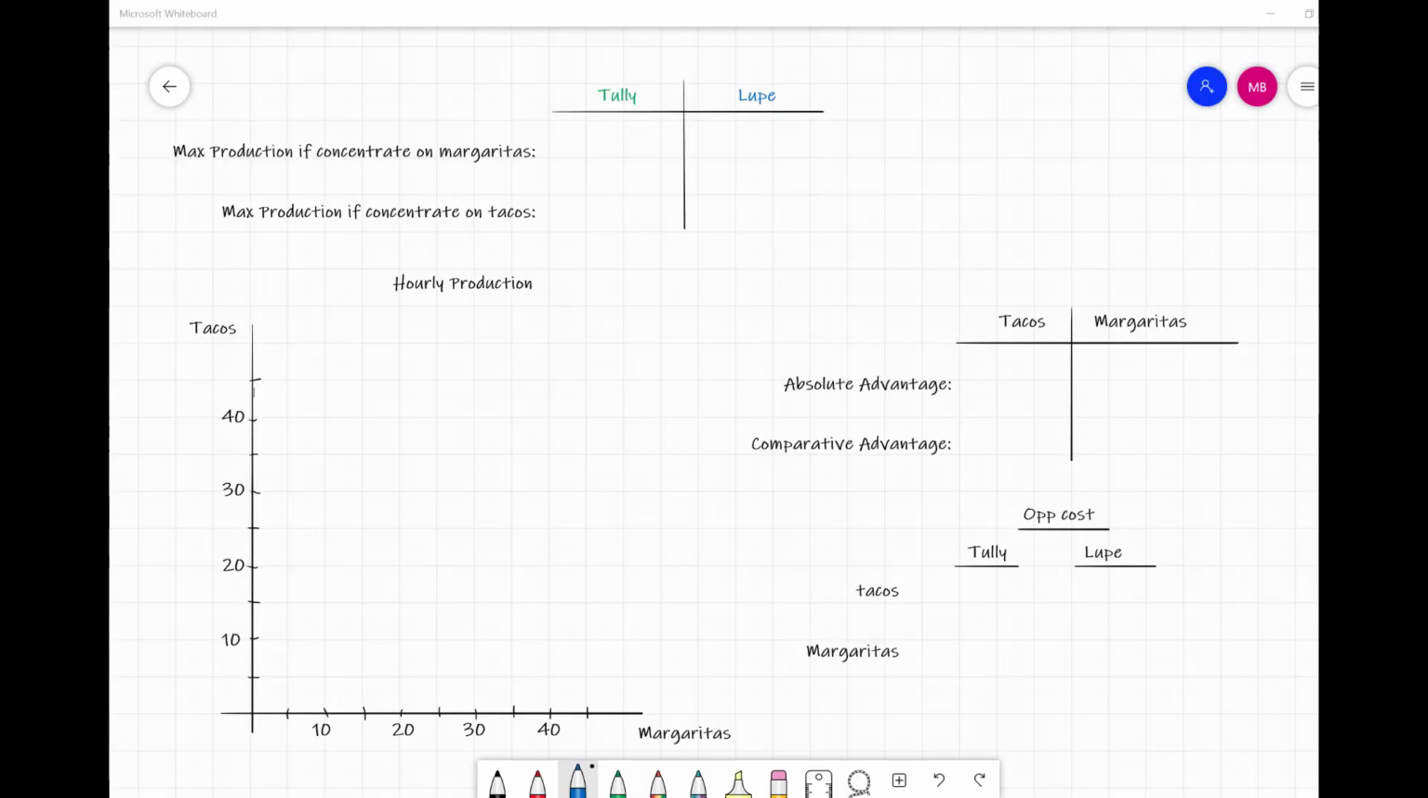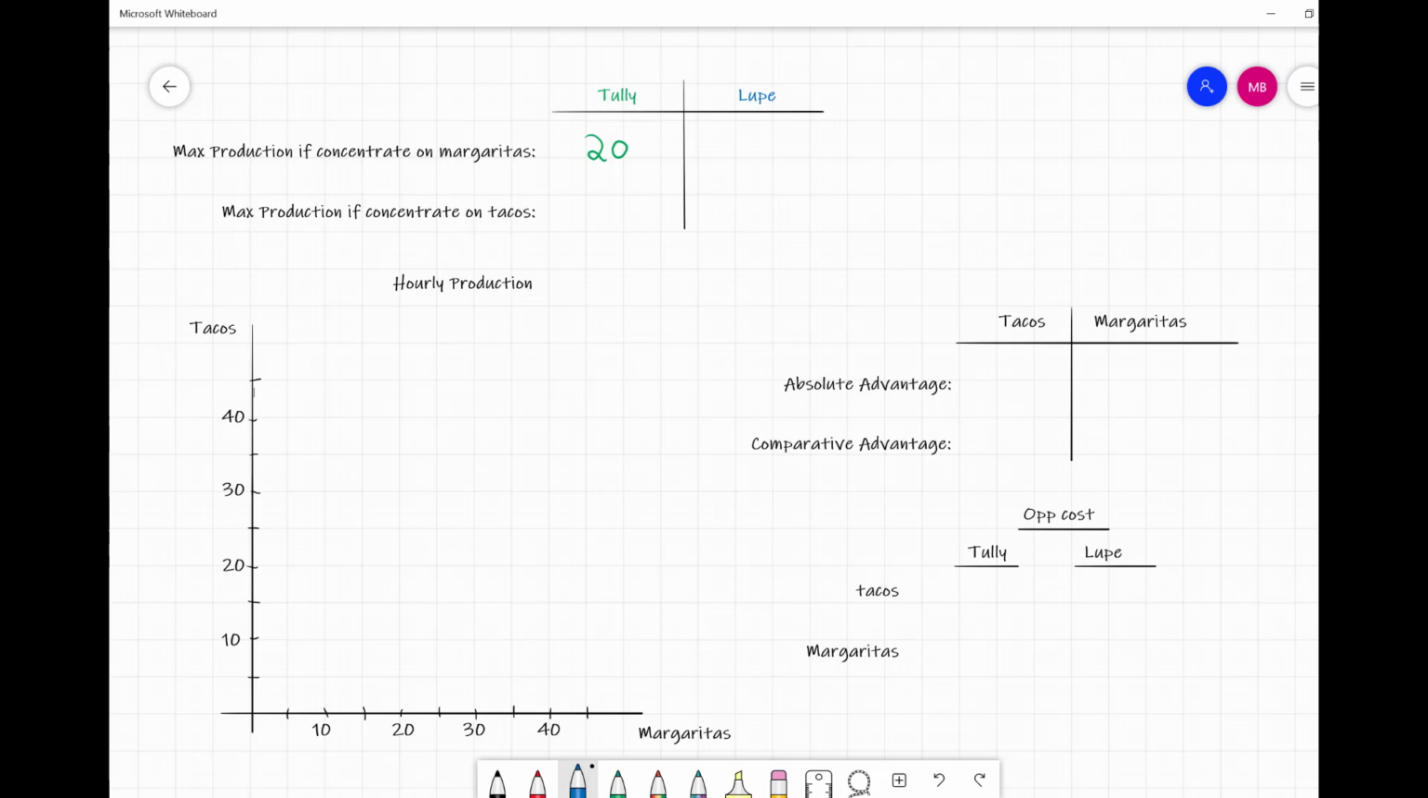All right, so we have our little worksheet here where we can draw the production possibility boundaries and start thinking about who has both the absolute and comparative advantage of each of these goods. So let's start off by drawing the production possibility boundaries. And the easiest way to do that is to figure out the two extremes. So let's think about if each of these individuals concentrated on margarita production. Well, we know it takes Tully 3 minutes to make a margarita, which means in 1 hour he could produce 20 margaritas.